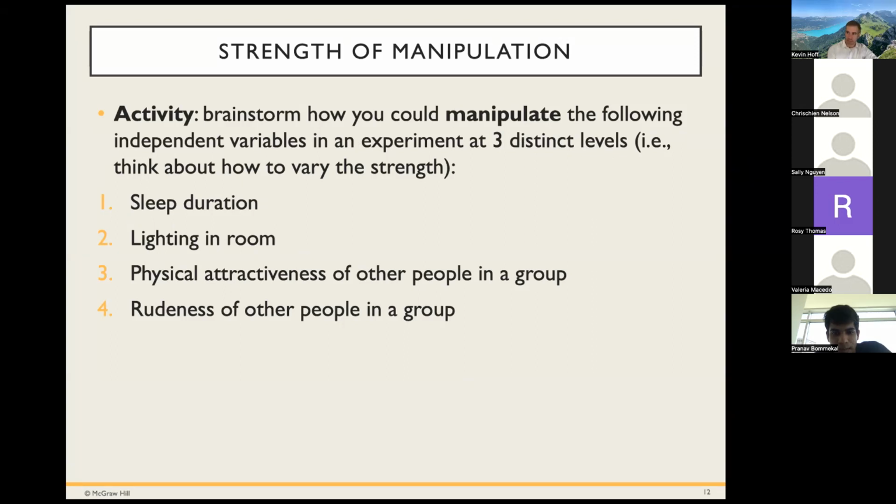I'll wait for a few more people to type in the chat. And again, what I really want to know is the strength of the manipulation to get people to sleep differently, and how we could set that up at at least 3 distinct levels.